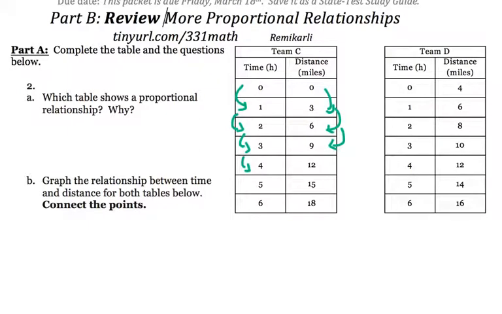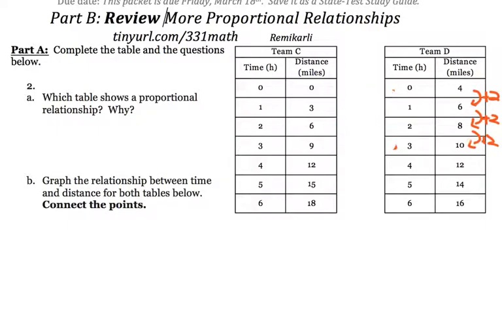And then you look at team D, and you try to find a problem in the pattern, but it looks like it's still constant. This one, the time is always changing by 1 hour, and the distance is always changing by 2 miles. All right, but there's one key difference.